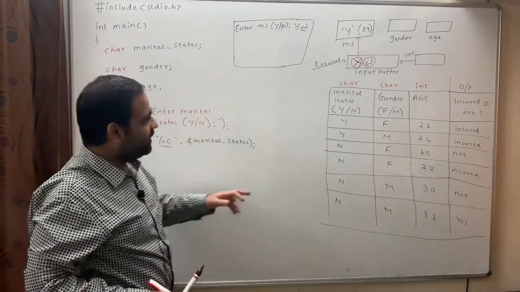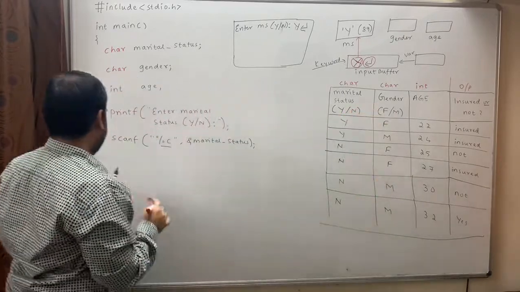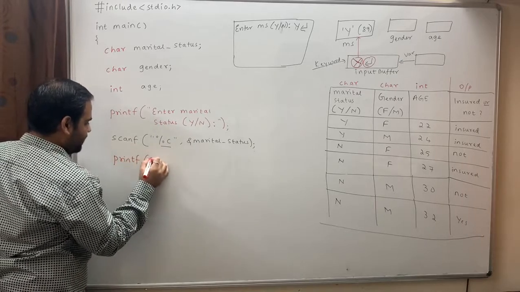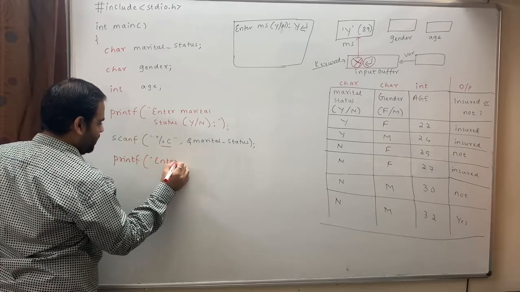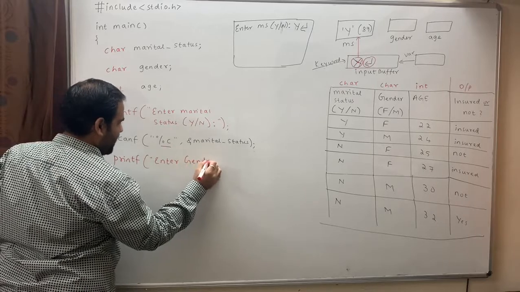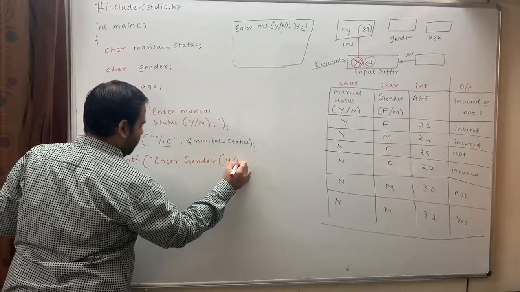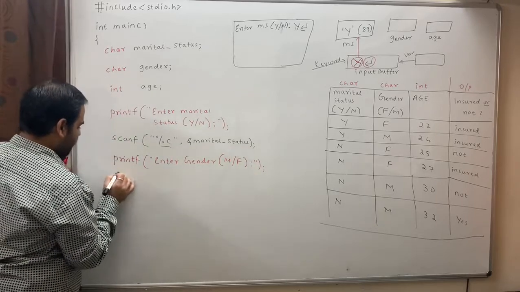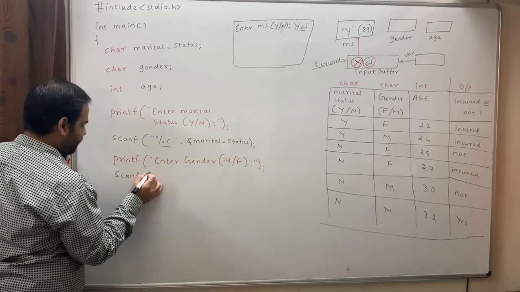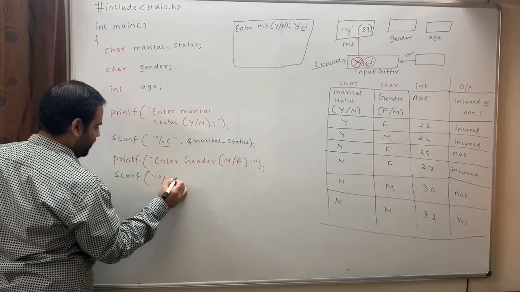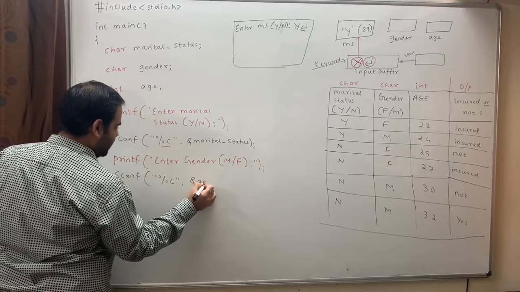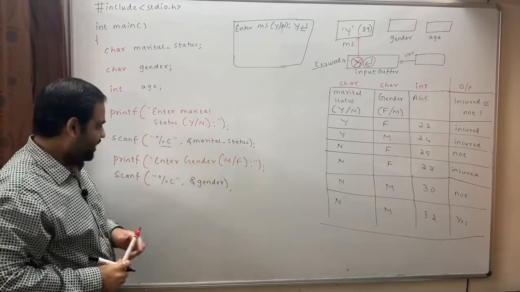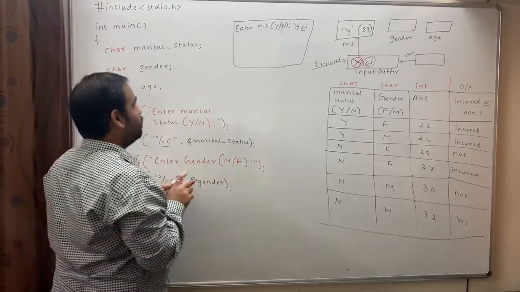What is the next thing we need? We need gender. And how do we read it? I write printf, "enter gender", and I write M bar F so that the user will know what to enter, and we read it as scanf %c ampersand gender, because the variable name is gender.